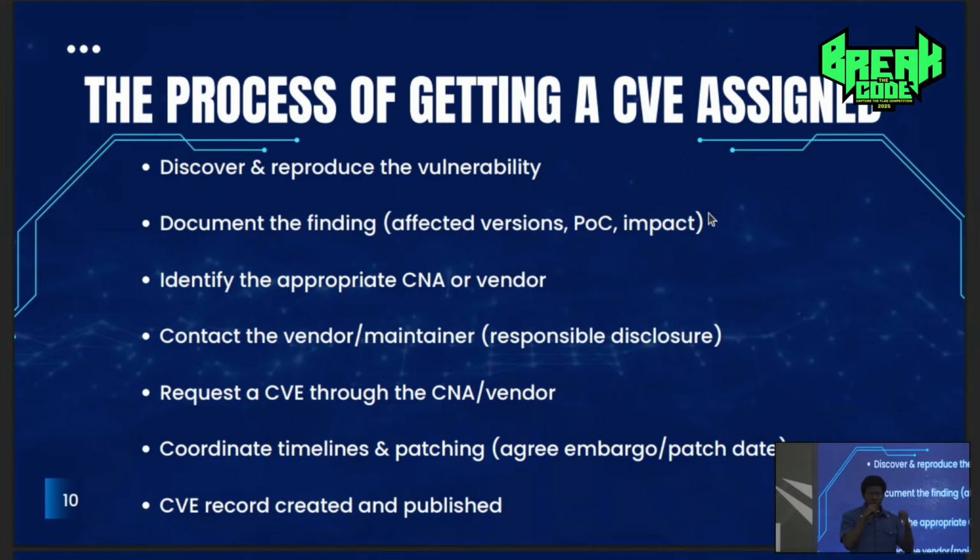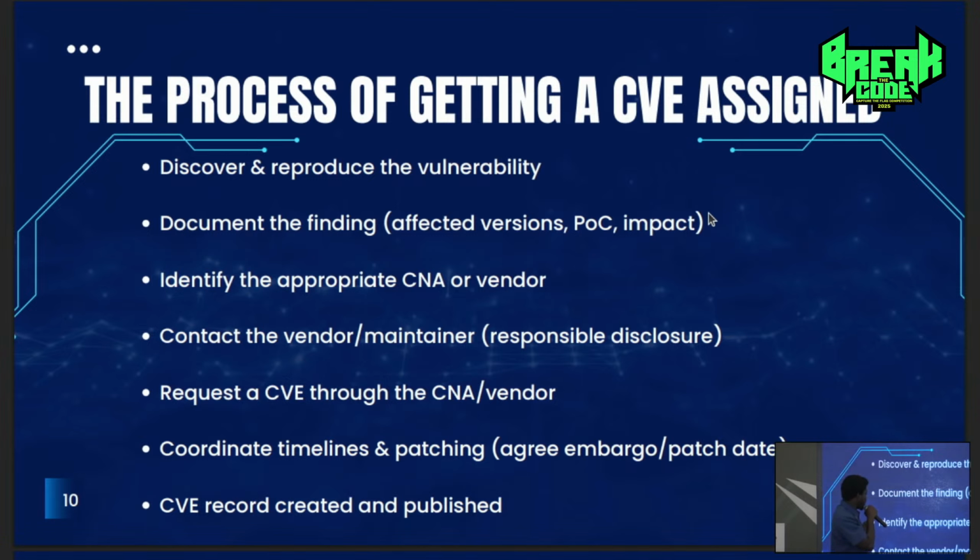So you contact the vendor, you do a responsible disclosure, you tell them about the vulnerability, and then you agree on a timeline for them to be able to fix that particular vulnerability. Right. Now, after doing all this, you can now request a CVE ID from a CNA or a vendor. Now, CNAs are just CVE numbering authorities that assign CVEs, right? So you can request a CVE.